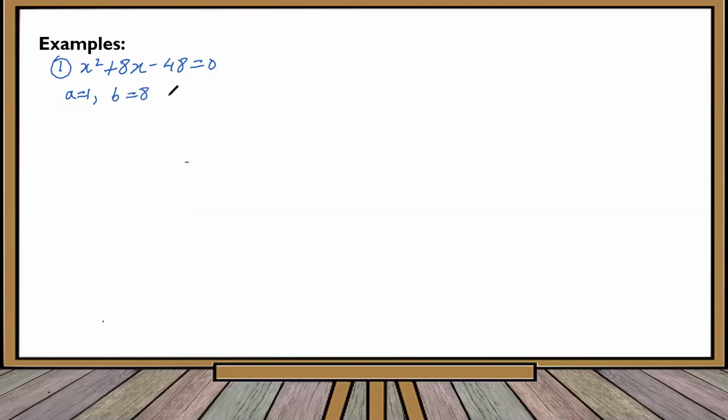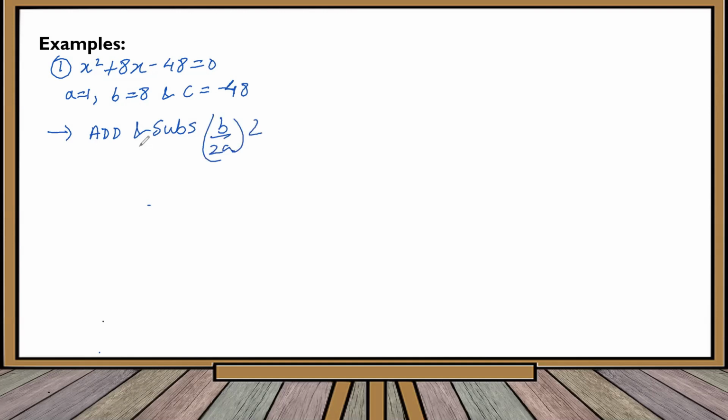B is equal to 8 and C is equal to minus 48, right? Okay, so now the first term is already done. It doesn't have any effect on the equation. The second step was adding and subtracting b square, add and subtract b upon 2a whole square.